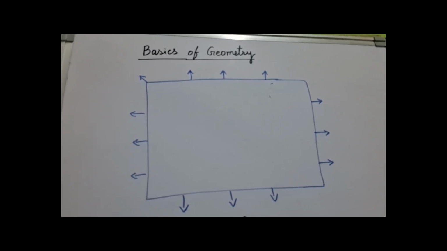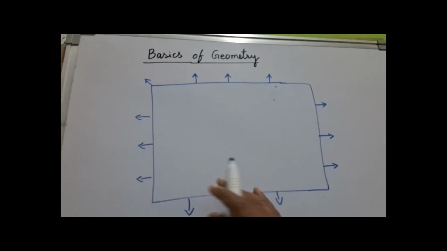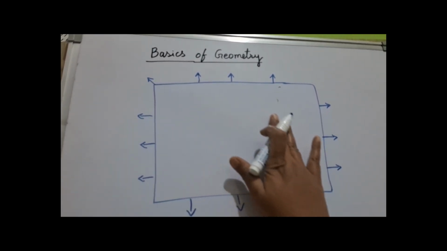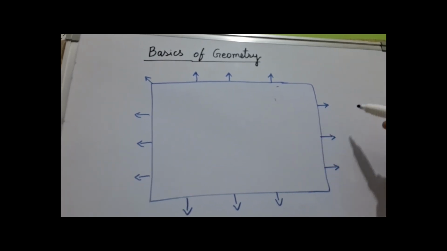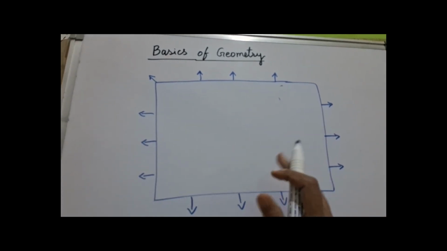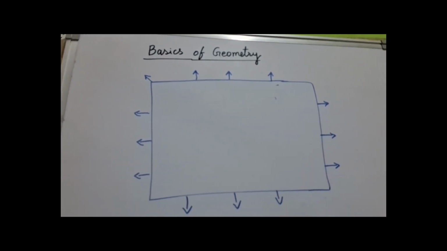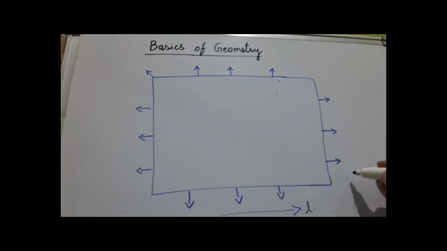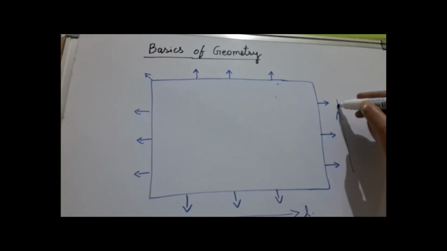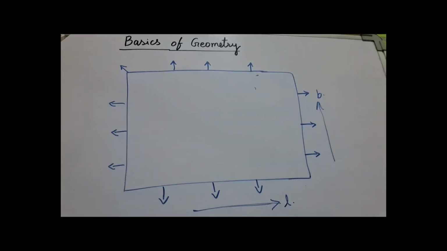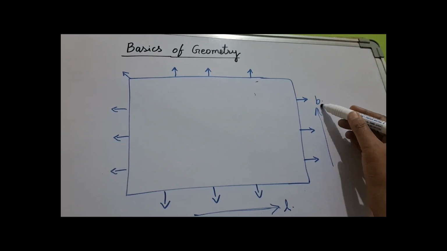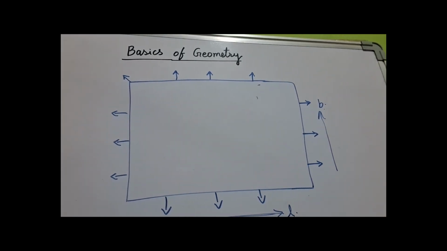So here geometry starts with plane. A plane is nothing but a flat surface which is extending to infinity. Infinitely it is extending. It is having length and breadth but not thickness. Since it is having only two dimensions, length and breadth, it is two dimensional.